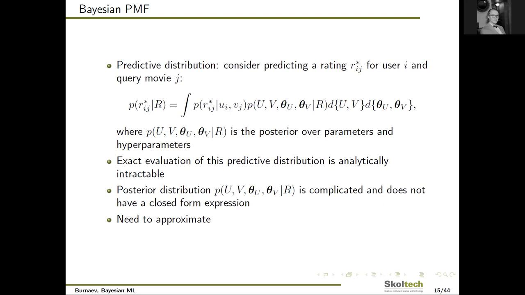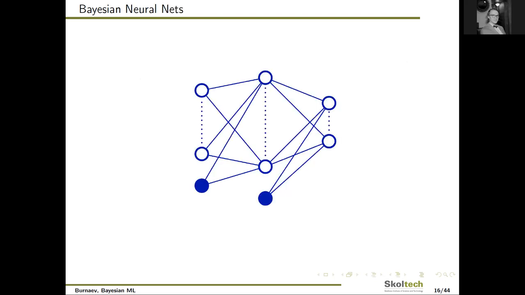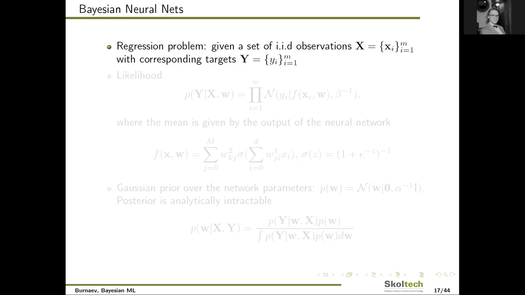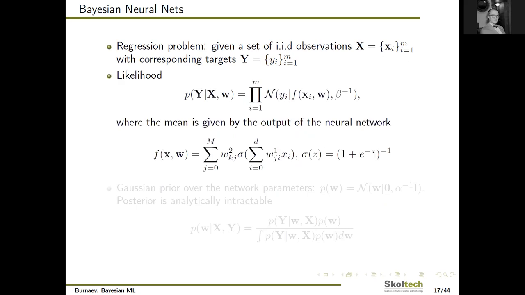So some new topics, unfortunately. Let's deal with a different model which we all care about, some kind of neural networks. Okay, so we start with some kind of regression problem. X are observations, Y is our targets for these observations, and we can say that our likelihood is like this. It's like a usual regression, Gaussian noise with variance defined by beta to the minus one power. And we have also this guy.